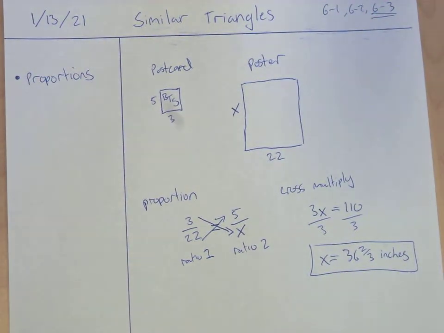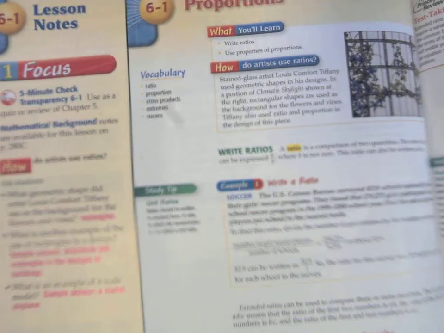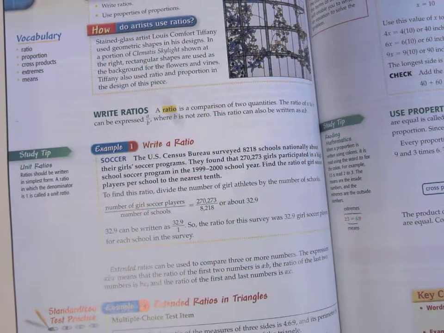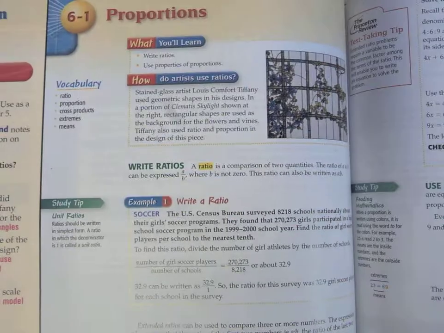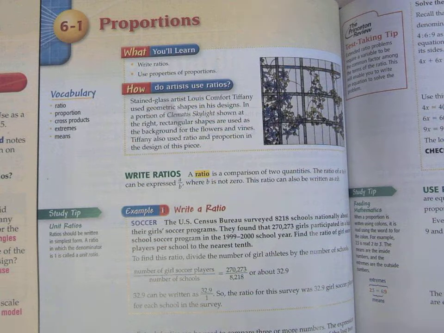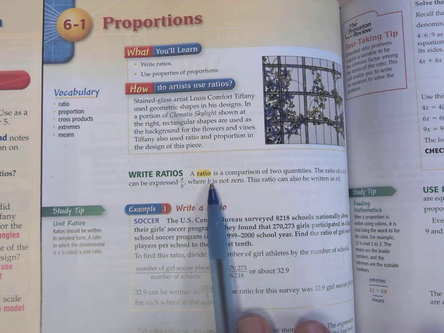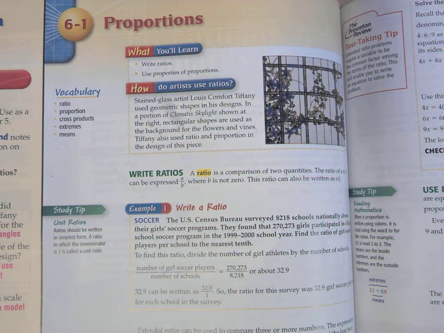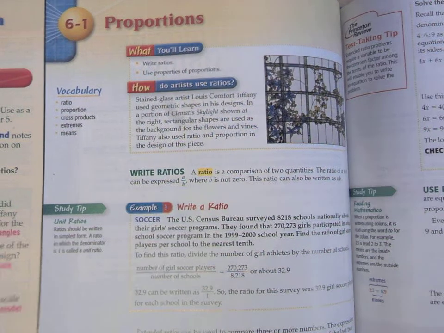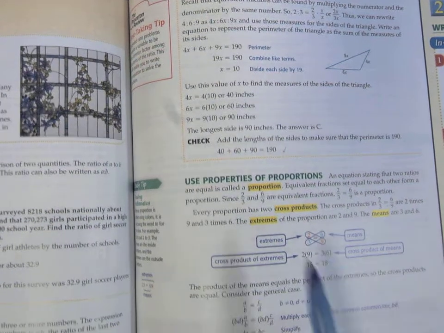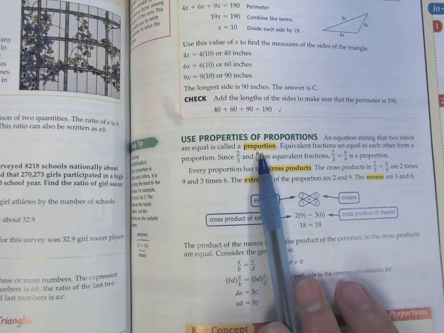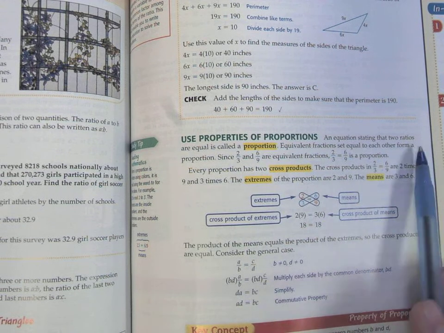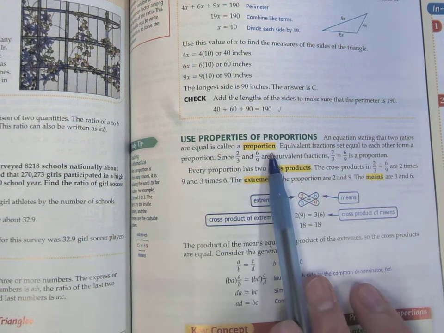If you look in your textbook, this is on page 282. You got a bunch of stuff about proportions, which you should probably already know, again, from 8th grade. But you got some key concepts here, like the word ratio is a comparison of two quantities, or kind of a relationship between two quantities. We have this proportion, right? Proportion is an equation stating that two ratios are equal.